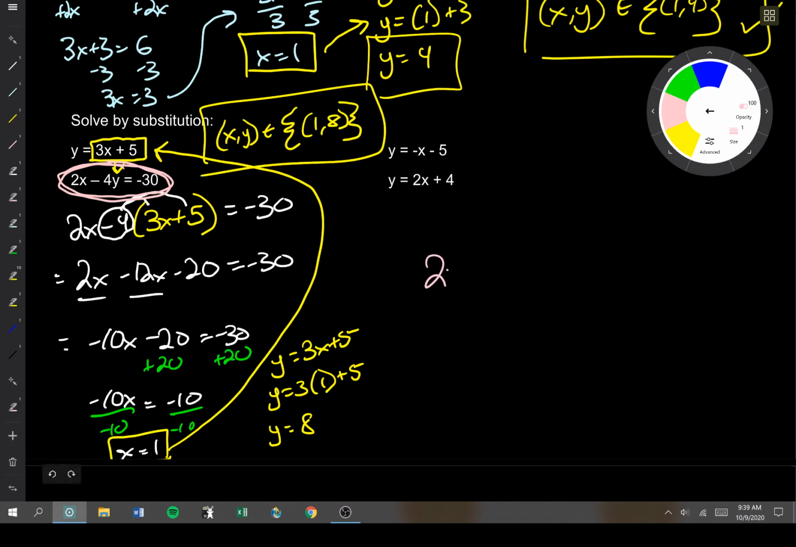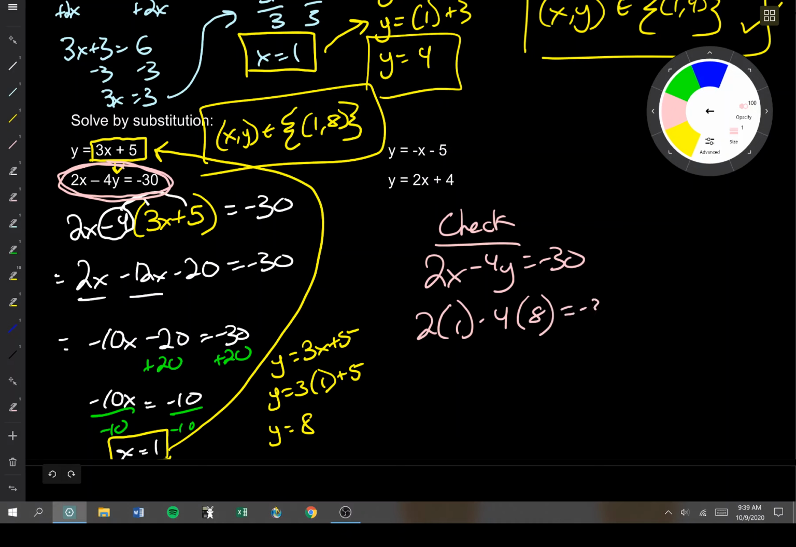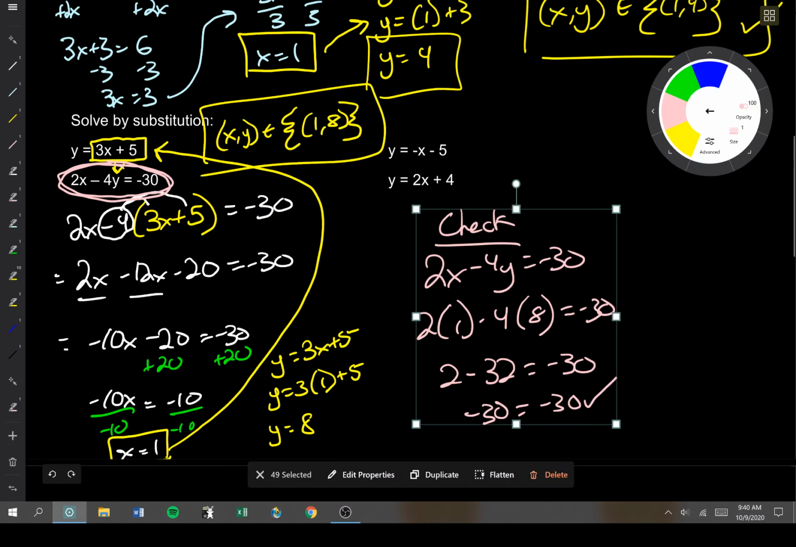So I'm going to take 2x minus 4y equals negative 30. This is me doing my check right now. I'm going to plug in 1 for x and 8 for y, and I get 2 minus 32 equals negative 30, which is true. Negative 30 does equal negative 30, so it checks. So when you check it, just check it in the other equation, the one that you didn't use to find your last variable. Okay, I'm going to erase this now and do the next one.